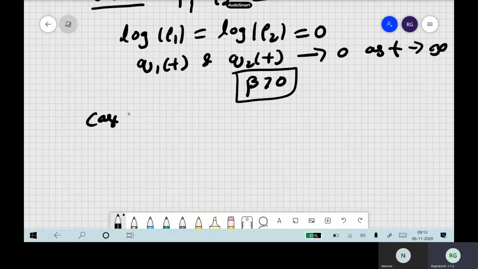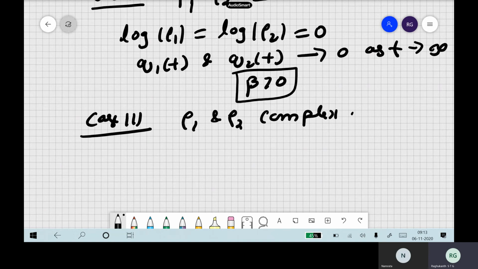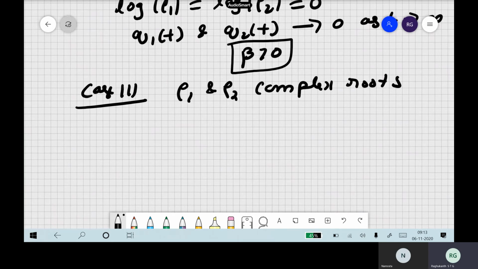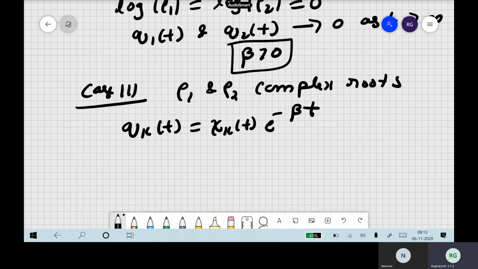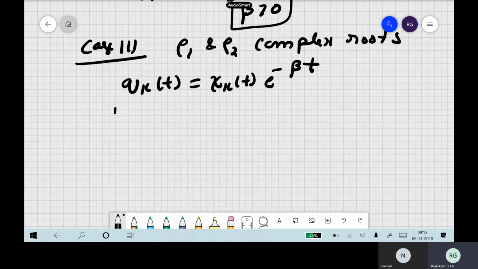And now case 3: suppose the roots are all complex. Because of the complex conjugates and others, the log also goes to 0. So we have qk of t, which becomes psi k of t, and then we have this e to the power of minus beta t. So here also we will get bounded solutions when the roots are complex, which is the same as the previous case.